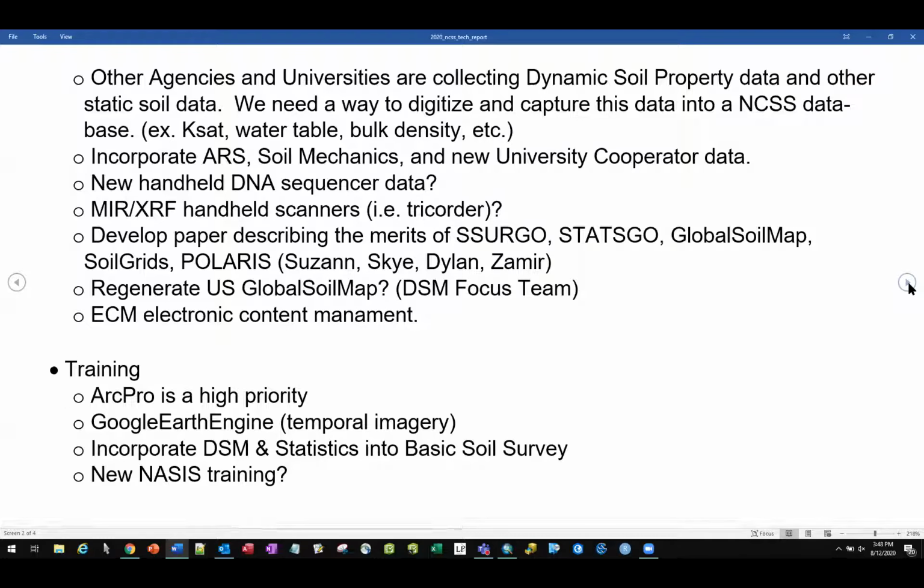Agencies and universities are collecting dynamic soil properties. Mark kind of went over that. We need a way to digitize and capture this data into our databases. We need to incorporate ARS. It's our sister agency, and we don't have access to their data electronically or in databases. The Soil Mechanics Lab has thousands and thousands of records of data on soils that we don't have access to.